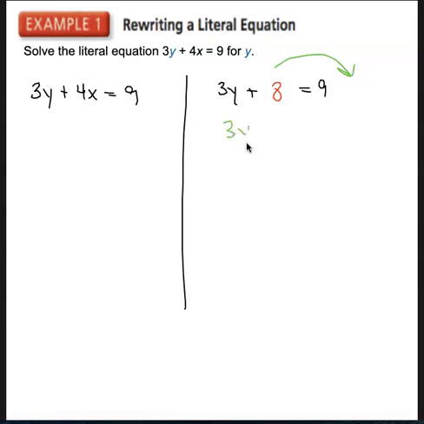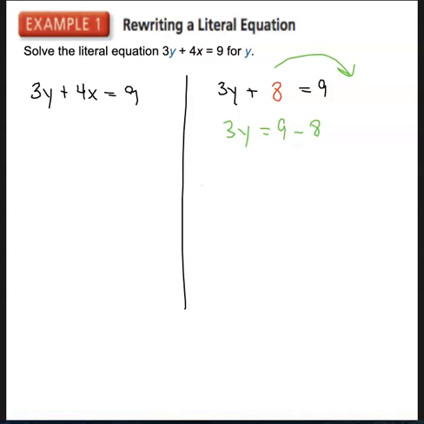I'm going to say 3y equals, and I'm not going to actually do the math here, I'm just going to say 9 minus 8. When I bring the positive 8 from the left-hand side to the right side, it turns into a negative 8, next to the 9, so 9 minus 8. How are we doing so far? Why did I bring that 8 over? I want to isolate the y, so I want to get the term 3y by itself. Well, 8 doesn't have a y, so it has to go.